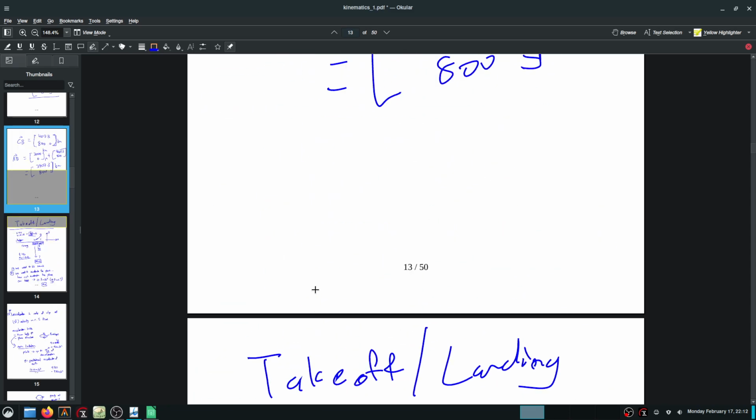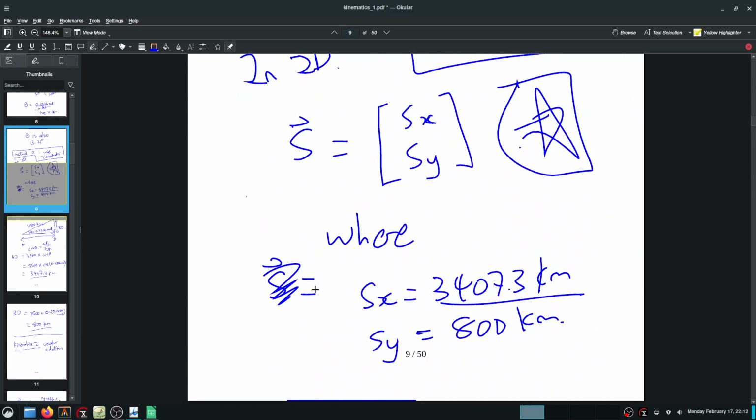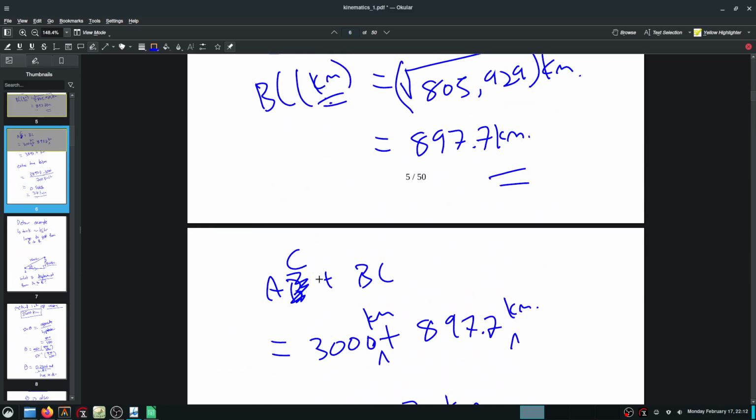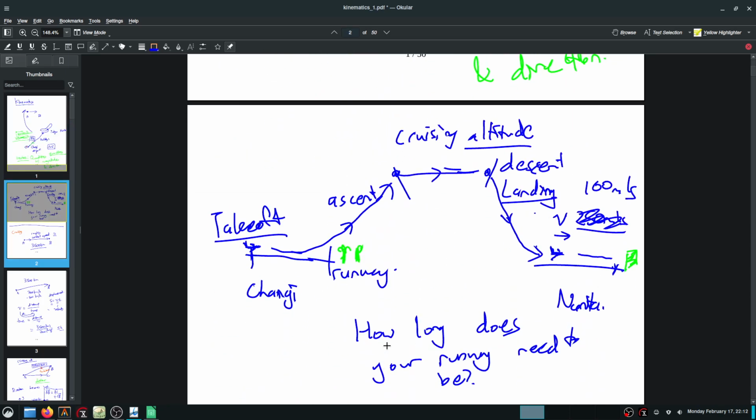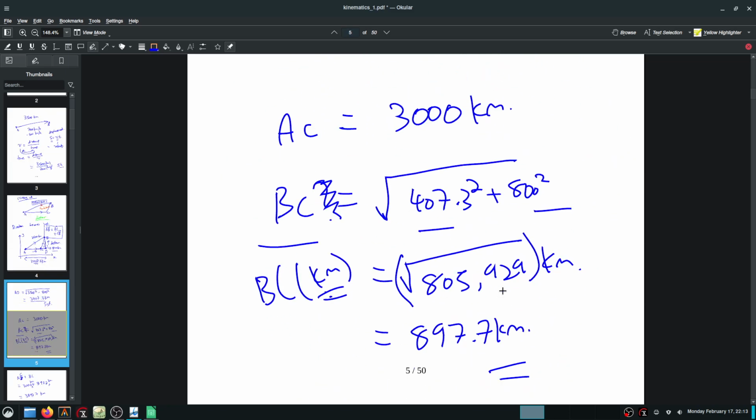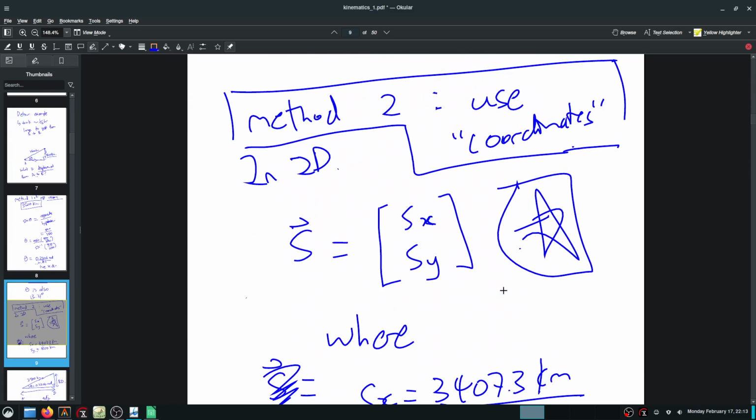So going back to our initial part. Remember we have this runway, we have the cruising altitude, and we have the landing part. Okay, so that's what we've covered so far. We have not covered the ascent and landing. So let's use these two cases to go through more concepts of kinematics.